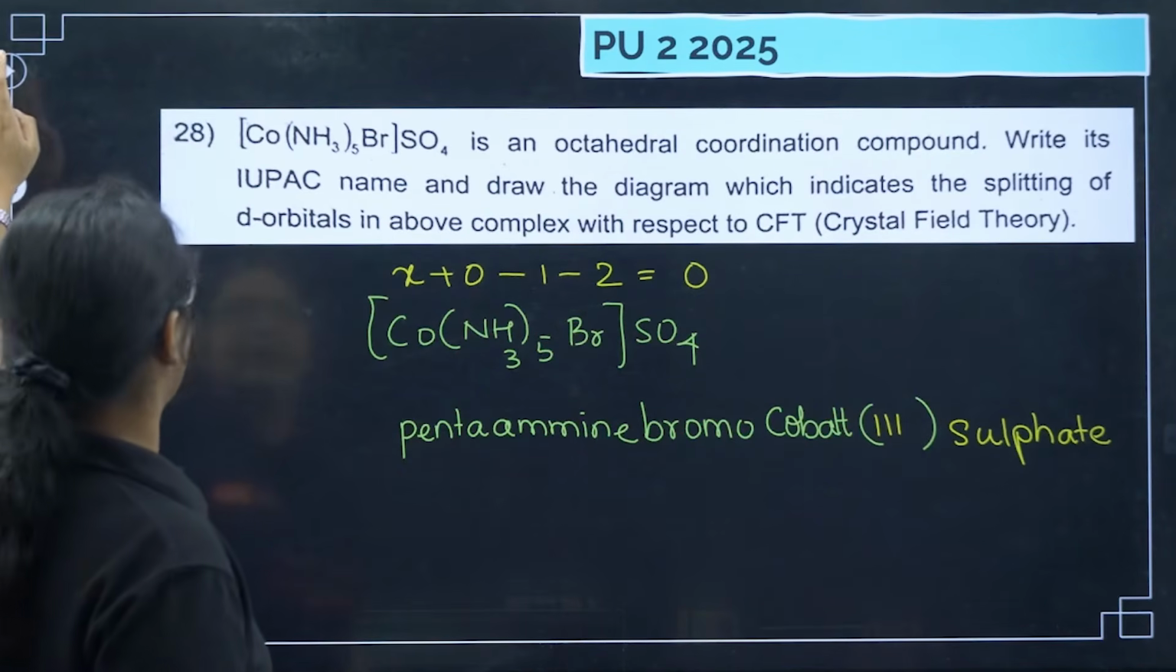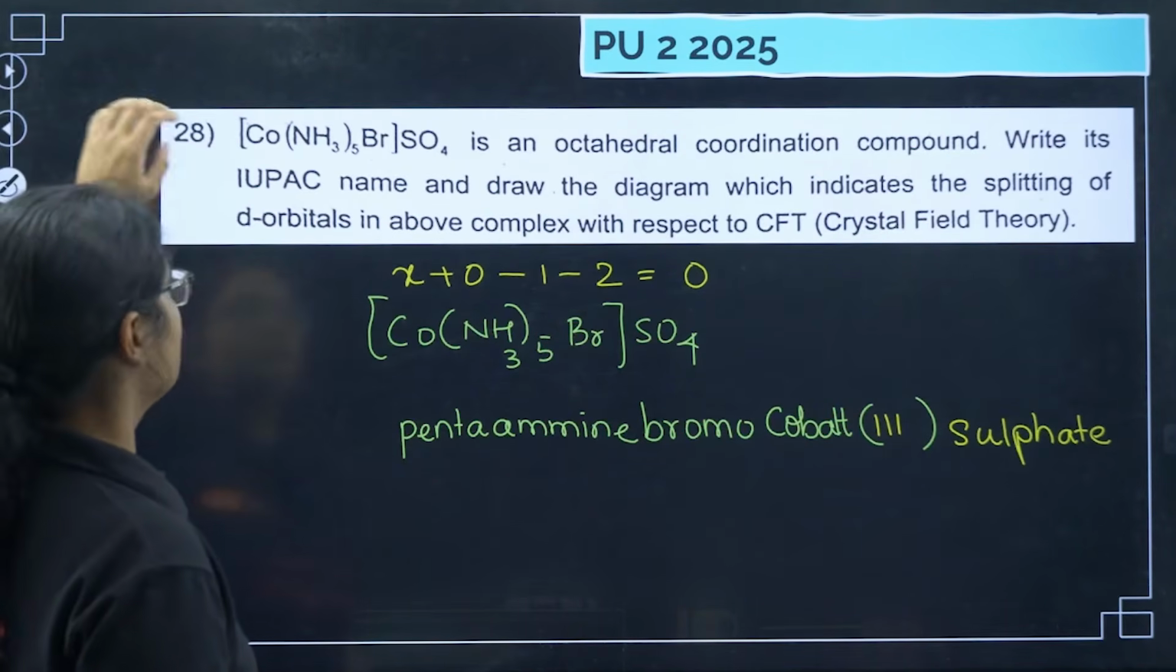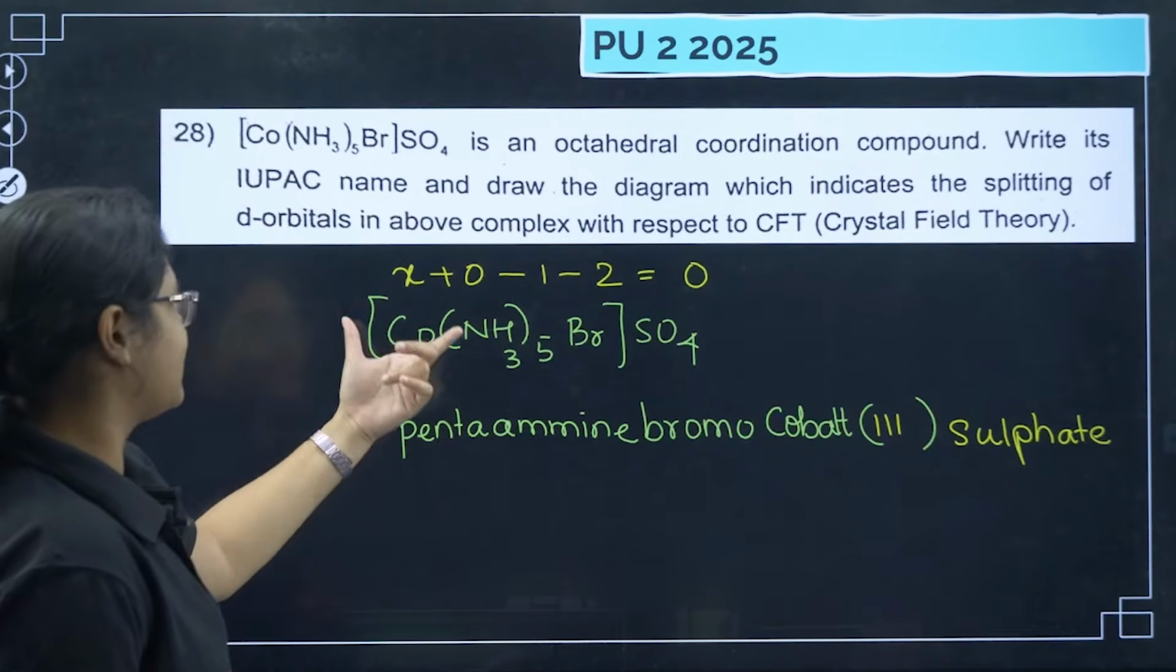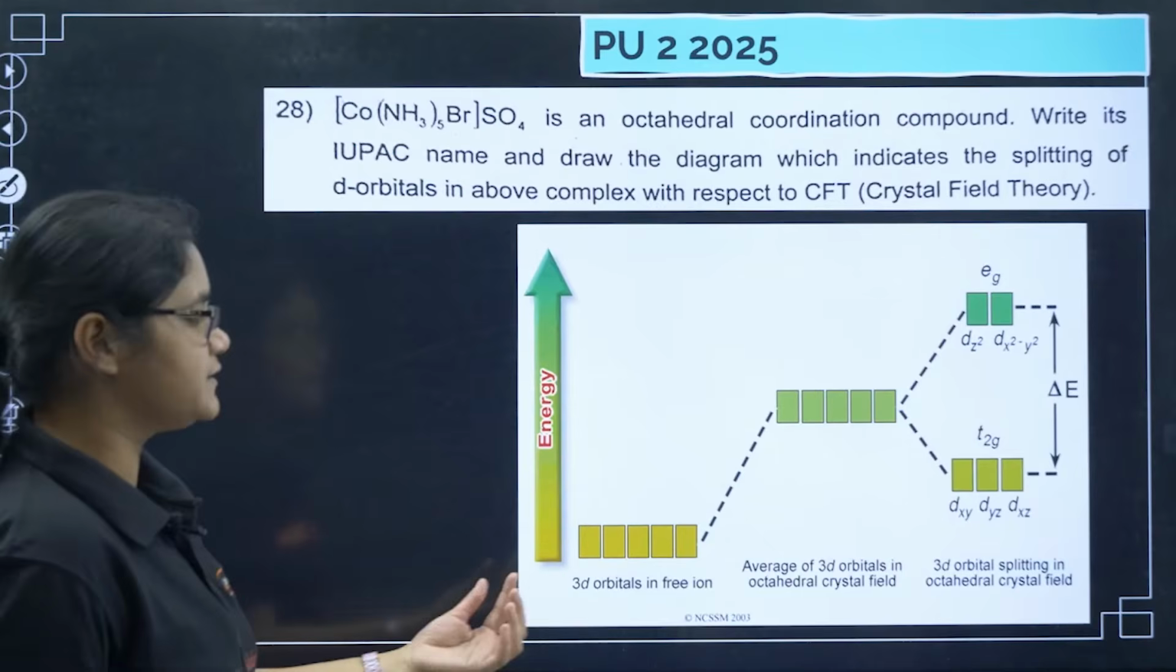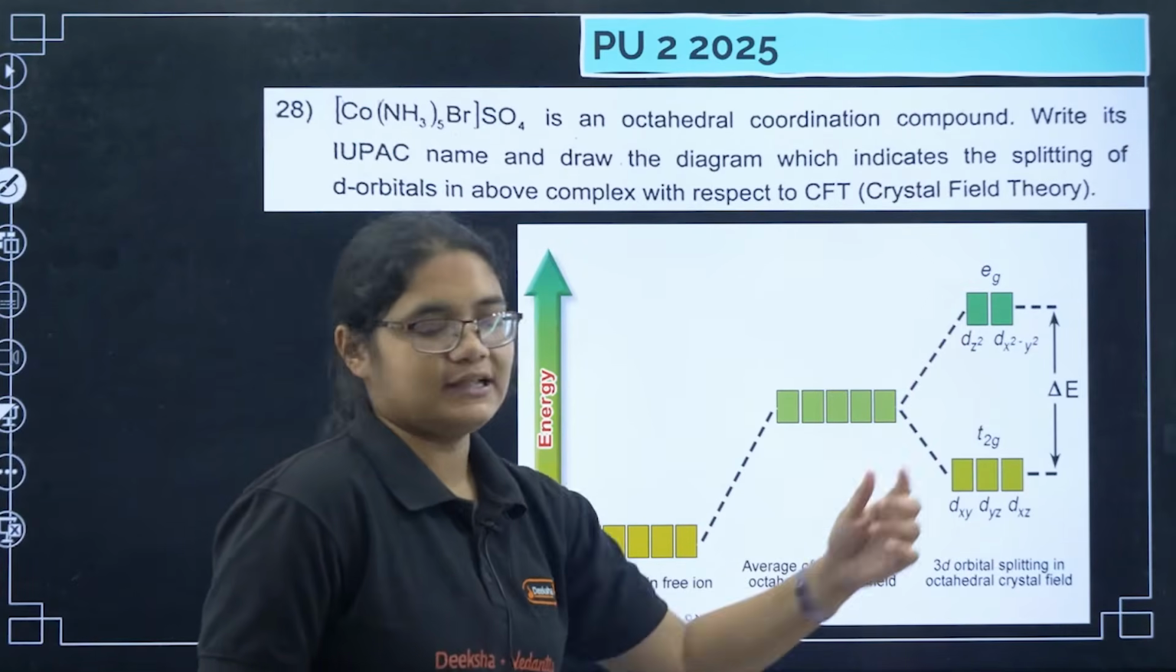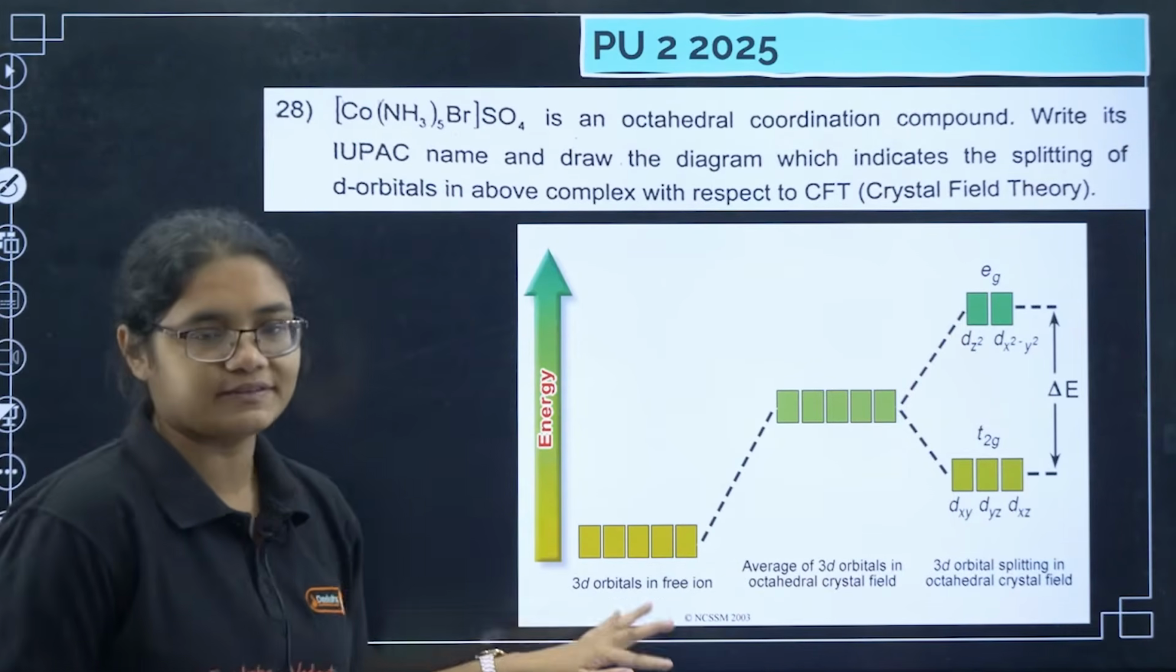Next is you have to draw a diagram to show the splitting. So it shows a, I'll say coordination number 6 octahedral splitting. So how do the octahedral splitting is there? t2g is there at the down and eg is there at the top. We have to show this diagram.